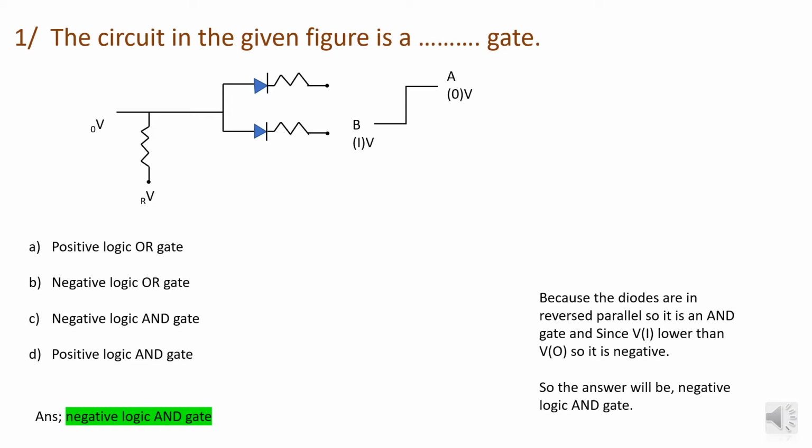Here is our first question of this session, and the question is: the circuit in the given figure is a dash gate. And the options are positive logic OR gate, negative logic OR gate, negative logic AND gate, or positive logic AND gate.